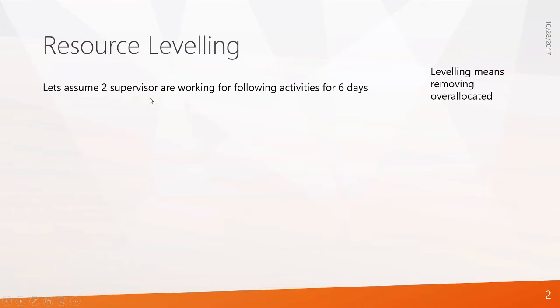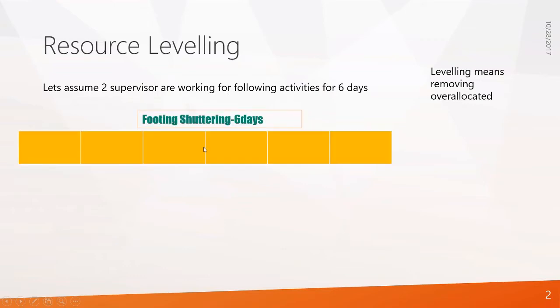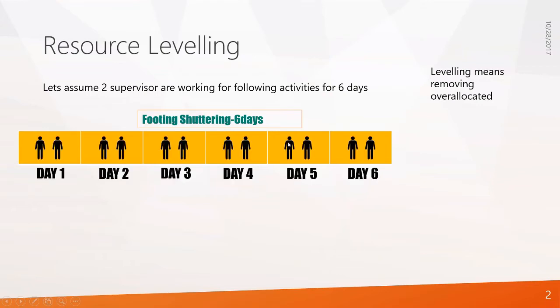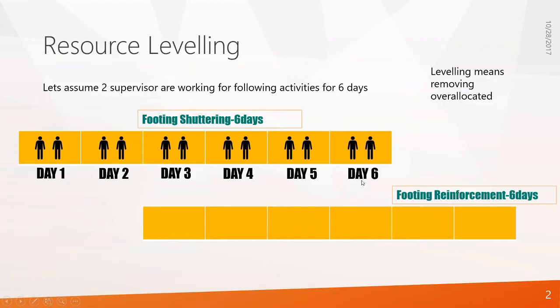Let's assume two supervisors are working for the following activities for 6 days. There is an activity, footing shuttering, 6 days: 1, 2, 3, 4, 5, 6. And each day two supervisors are working, right? And on the third day onwards, we have the footing reinforcement activity starting. Again, you have assigned two supervisors.